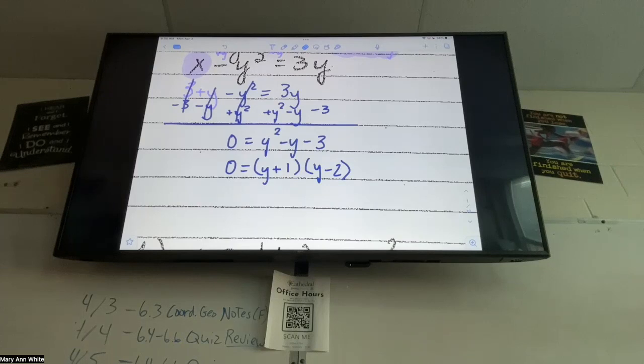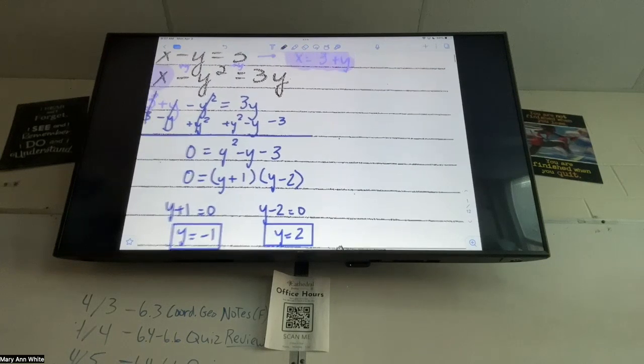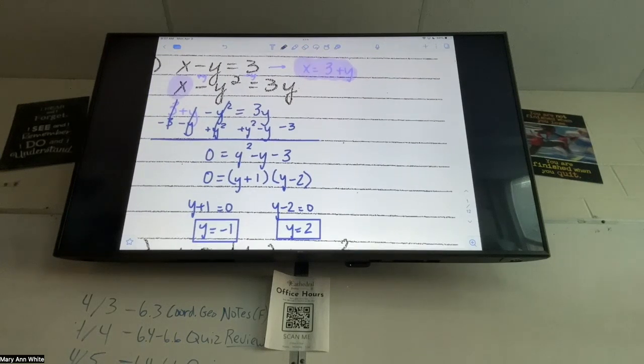All right, now set each of your factors equal to 0. So y plus 1 equals 0. So y equals negative 1. And then y minus 2 equals 0. So y equals positive 2. And then we kind of looked at this last time, but it didn't make any difference on whether I plug each number in. We're going to plug negative 1 in to figure out what x is, and we're going to plug 2 in to figure out what x is.